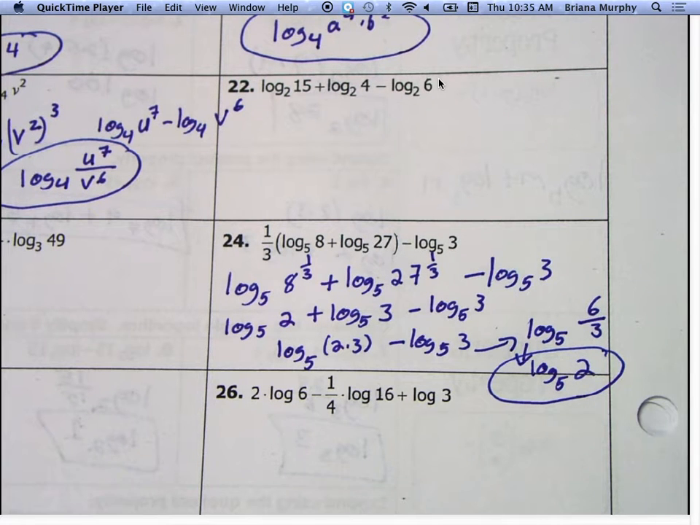Okay, I'm going to give you a minute to make sure you have this down, and then we are going to do number 27 and 28 and 31. Okay, so we condensed. We made things smaller. Now we're going to expand. We're going to make them bigger.